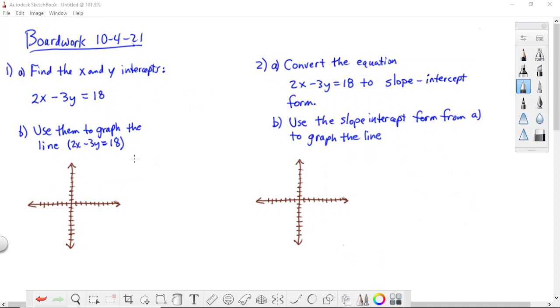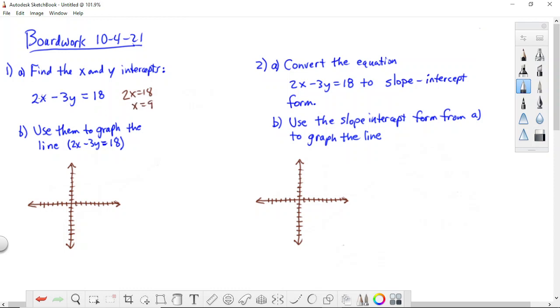Okay, so we're back. Let's look at this. First one says find the x and y intercepts. To find the x-intercept, you cross out the y term and you solve what remains for x, and that's going to be 2x equals 18. So 2x equals 18. We solve that for x. Divide both sides by 2. You get x equals 9.